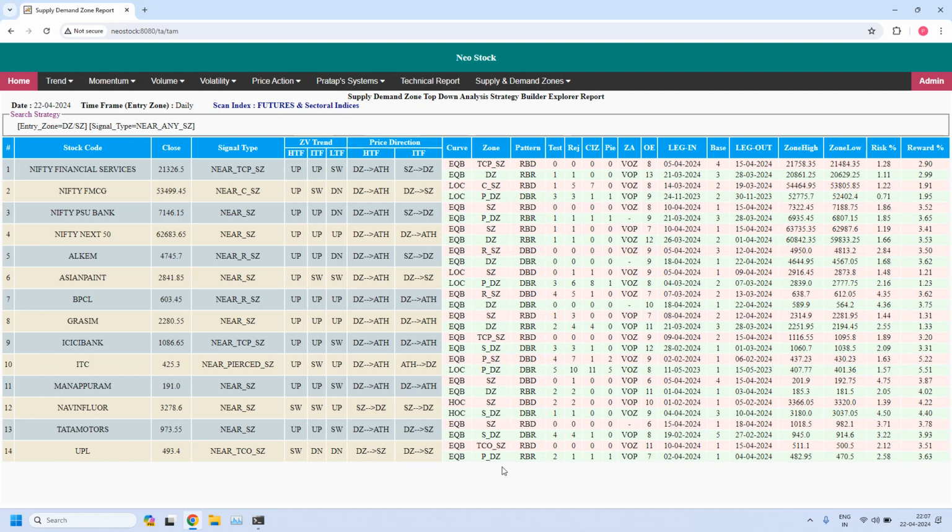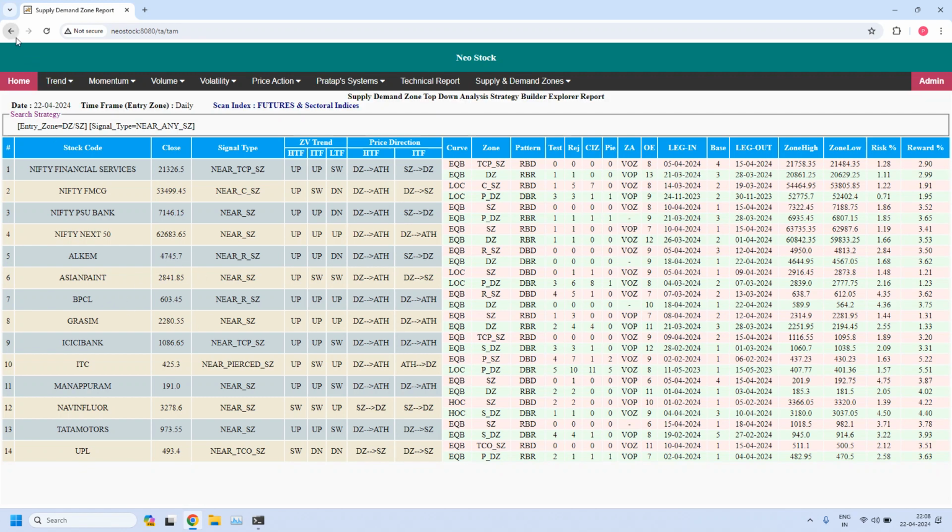That's it. So total how many we identified from this list from daily supply zones? The first one is FinNifty. And we have Alchem, second one. BPCL, third one. And ICICI Bank, fourth one. So we have identified 4 high liquidity daily supply zones from this list.